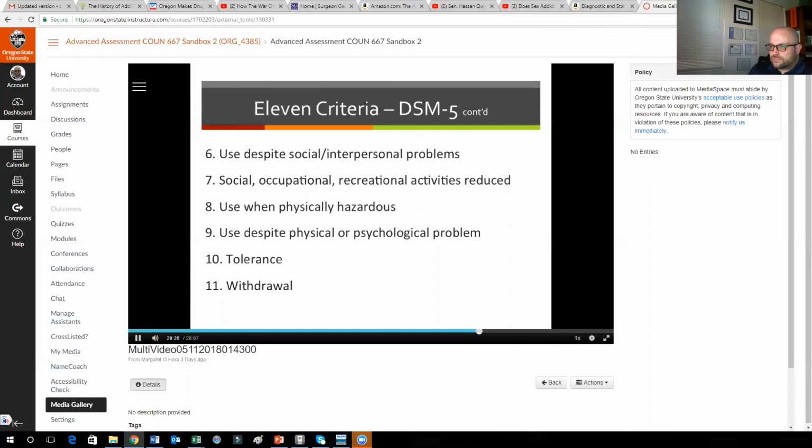Use when physically hazardous, such as driving. And then the ninth criteria is use despite physical or psychological problems that are caused or exacerbated by use. And 10th is with tolerance, and 11th, assessing for withdrawal symptoms.